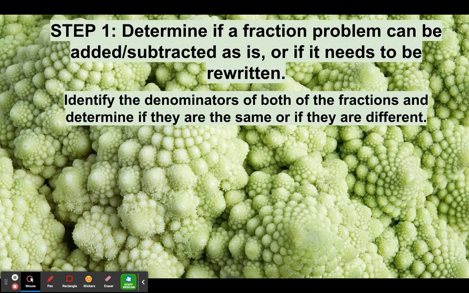Now, the number one step and the most important thing to determine before we do anything else, we need to determine if a fraction problem can be added or subtracted as is, or if it needs to be rewritten. In order to do this, we need to be able to identify the denominators in both of the fractions and determine if they are the same or if they are different.